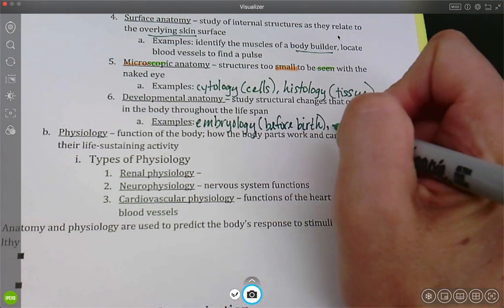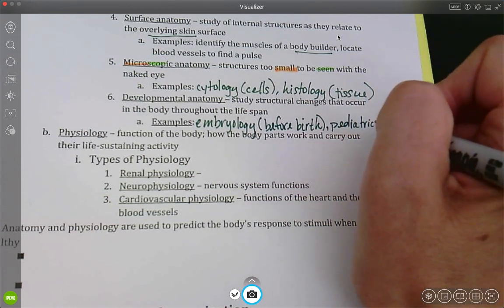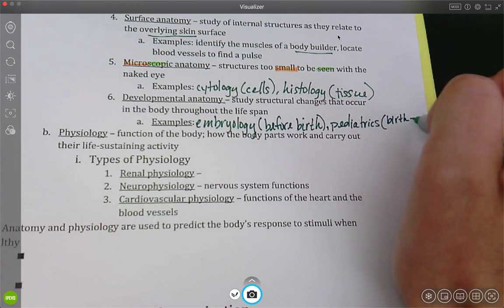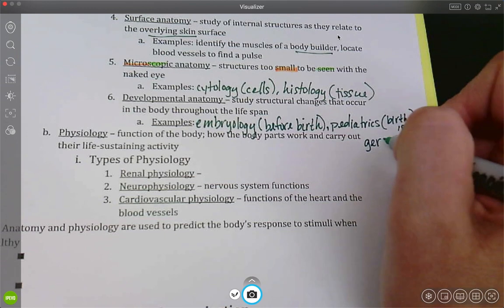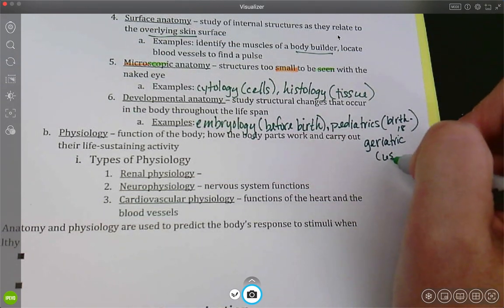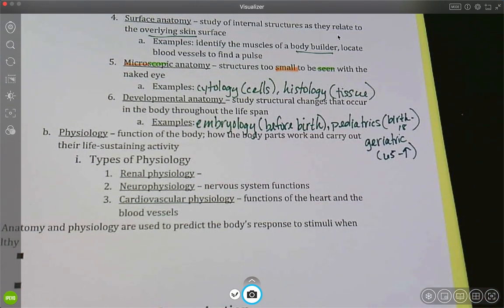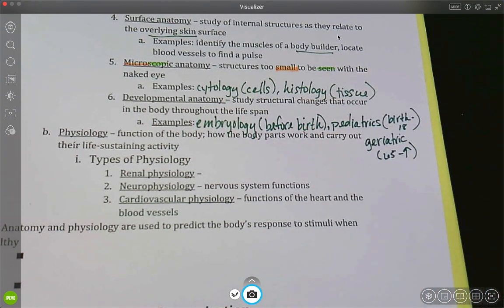Then we have our pediatrics. And I think you guys have heard that before. So that is birth till about 18. Then we have our geriatrics, which is somebody that's going to study around 65 and older. So we have specific doctors, specific subjects studying these particular areas.